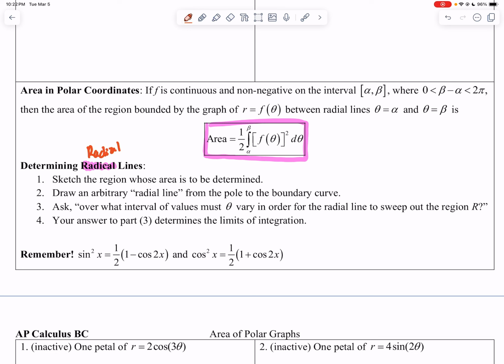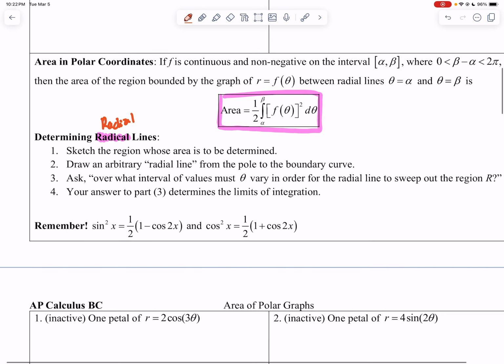Radial lines. When we are determining radial lines, what we're going to do is sketch the region. In this case, some of the regions will be given to us, so we don't really have to do that. We're going to draw the arbitrary radial line from the pole to the boundary curve. We're going to ask over what interval of values must theta vary in order for the radial line to sweep out the region R, which we'll see and what that means. And then our answer to part 3 determines my limits of integration.